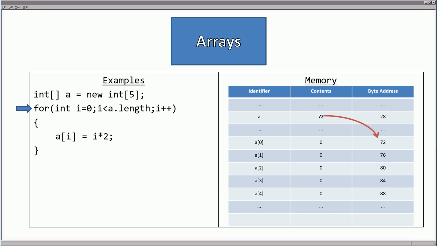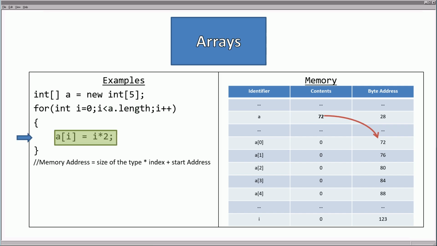Now we get into this for loop, and once again, we have to declare the variable I here, which is assigned to 0. Now, while I is less than the length, and the length that we have here is 5, so 0 is less than 5, then we assign the value. A at index 0 is equal to 0 times 2, which is 0.